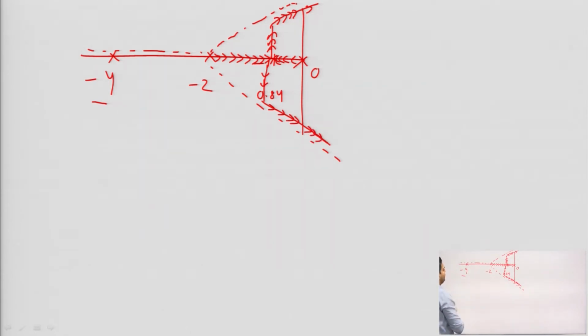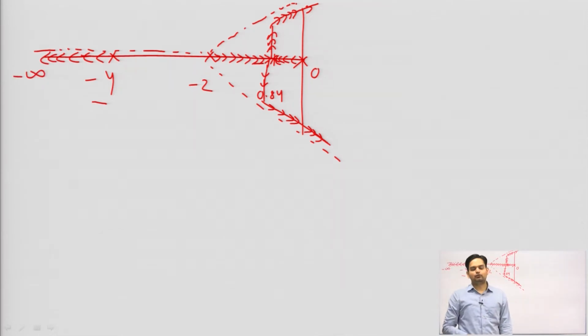This is happening, and the pole at minus 4 will follow the angle of asymptote of 180 degrees and will move to minus infinity, right. So, this is the root locus corresponding to this. This is the valid region between 0 and minus 2, and between minus 4 and minus infinity, and the rest is the invalid region of the root locus.